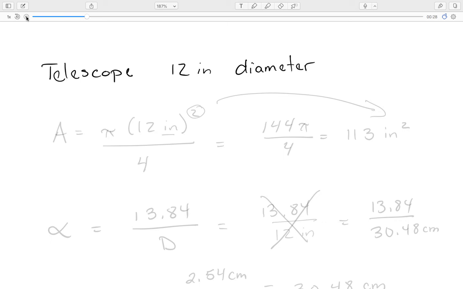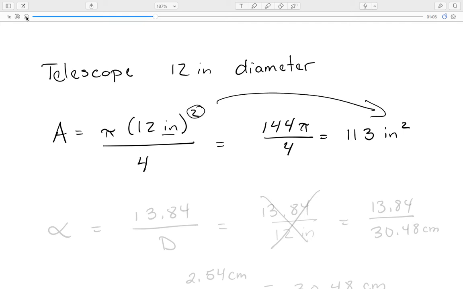If I want to know what the collecting area is, I'm going to take pi times that 12 inches squared, and divide that by 4. That would give me 144 times pi divided by 4, which if you plug into your calculator will give you 113 inches squared. Since the only units we had here were inches and we've squared them, that's the units we use at the end.